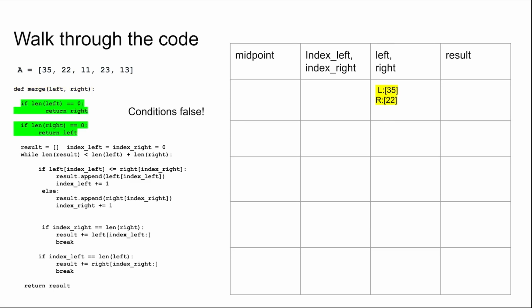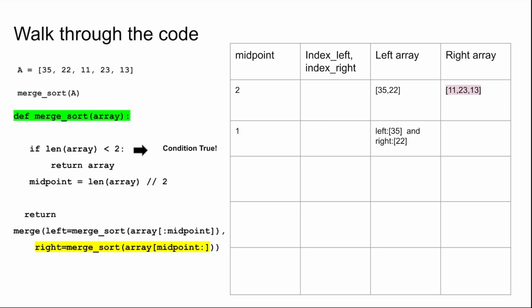First of all, the two termination conditions are checked, and then result is declared as an empty array, and index left and index right are declared to be 0. So 22 and 35 are being sorted. As you can see, the result that's going to be returned is a list of 22 and 35, which is already sorted. Now the right array is going to be called.